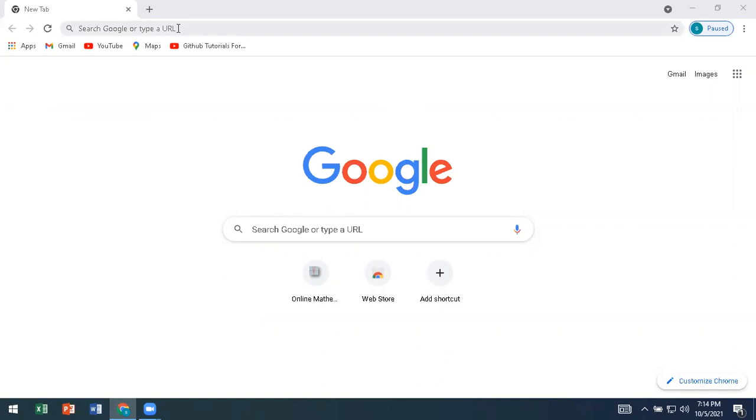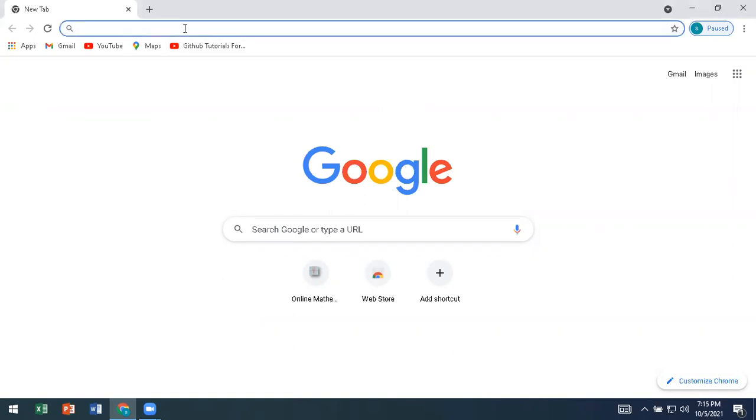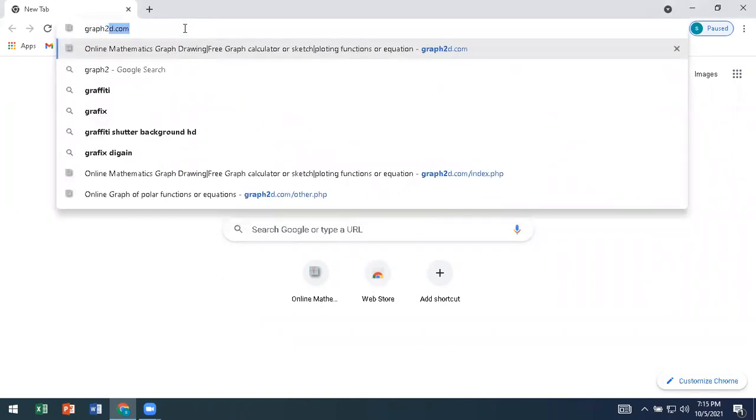We are discussing online graph drawing tools, graph2d.com. At first, we type graph2d.com in the browser.